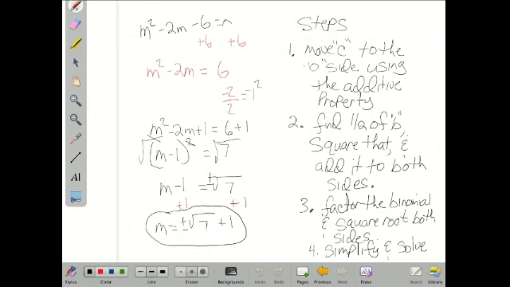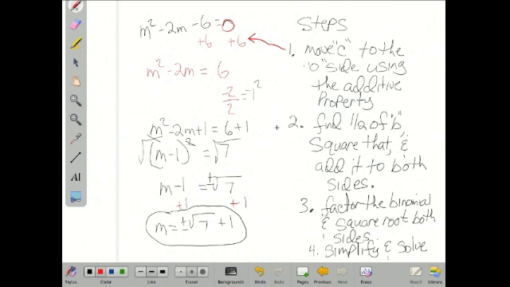Okay, so I've identified some steps for you to follow. The first step is to move your C from the original place into the C that's next to 0. And you do that by using the additive property as demonstrated here. I've added 6 to both sides to remove that C from that position, and what I'm left with is a binomial.